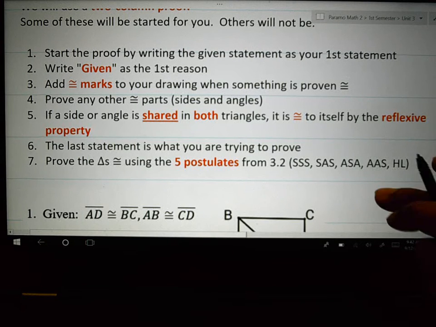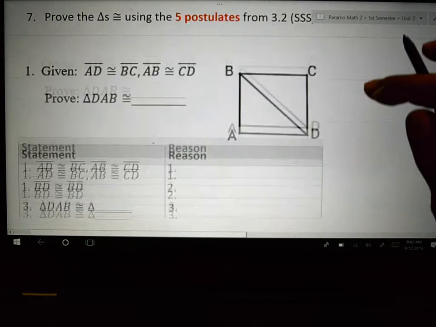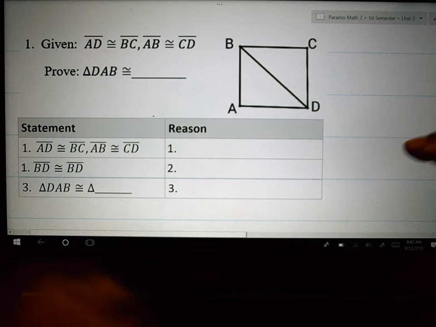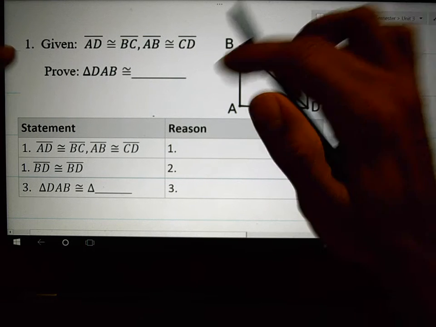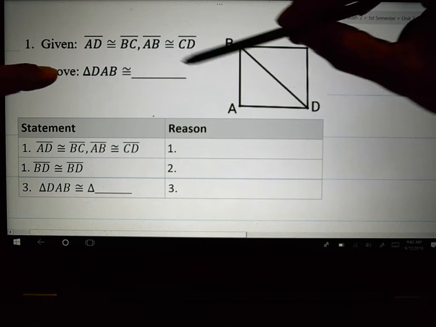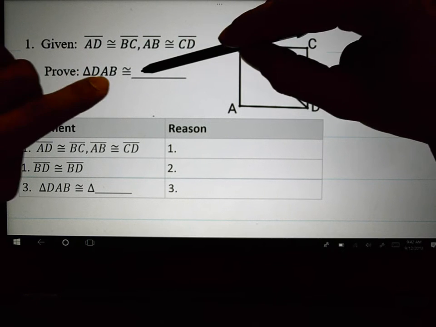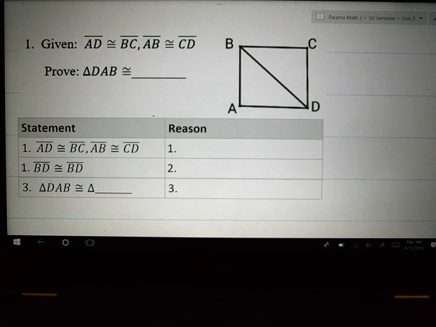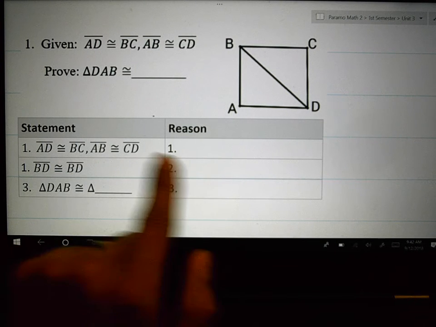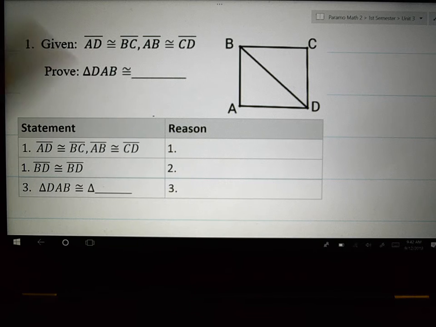Let's go through it. I've chosen number 1. This should look just like what you have on your number 1 on the worksheet. What we are going to do is, given this information, we're going to prove that triangle DAB is congruent to another triangle. And it's going to be laid out in a 2-column proof. This is a 2-column proof because there's 1 column and another column.